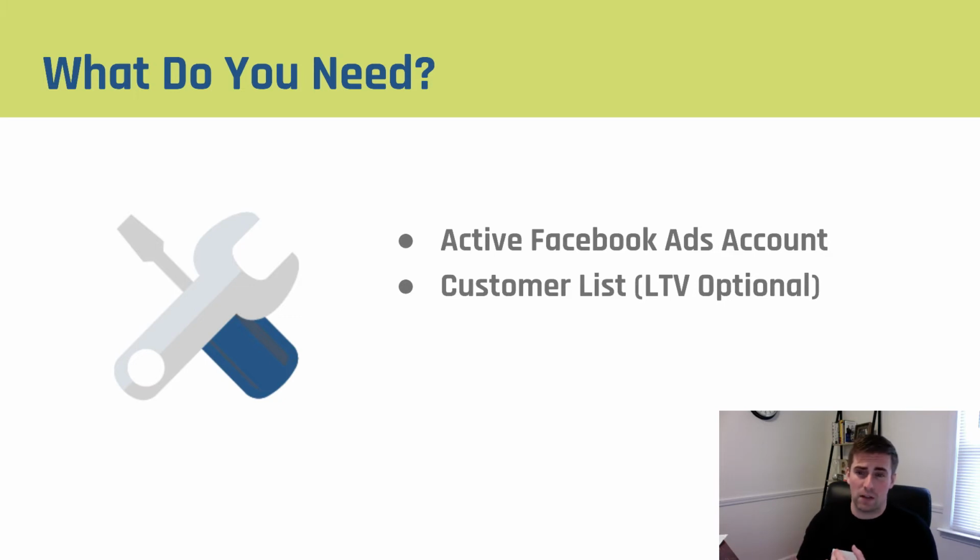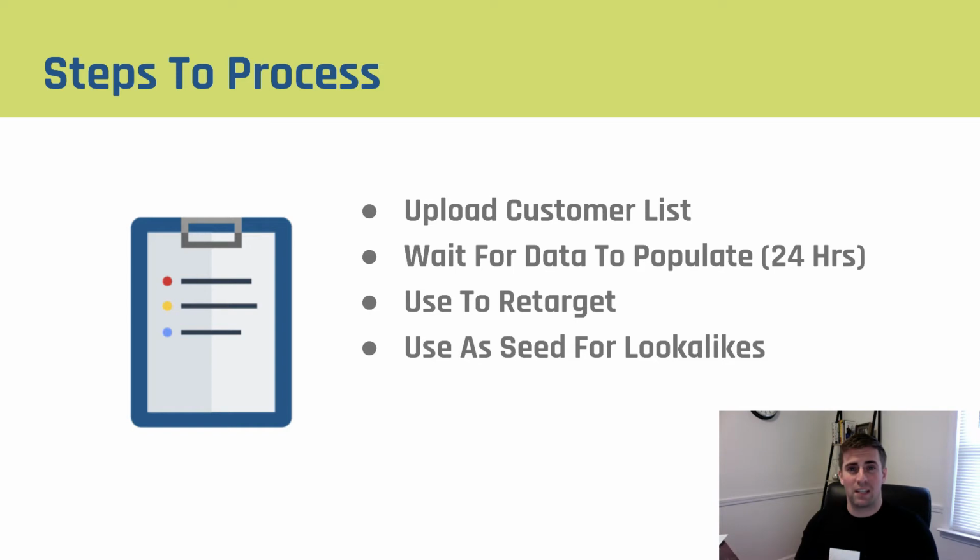So what do you need to actually utilize this? Well, you have to have an active Facebook ads account and a customer list. Lifetime value is optional, but if you can add it to your customer list, it can make a really big difference. So the steps to the process of actually creating your first email custom audience. First, you're going to upload your customer list. Second, you're going to wait for the data to populate. Typically, it takes somewhere between 2 and 4 hours, but I've seen it take as much as 24 hours. If you've gone 24 hours and it's still not there, comment down below and we'll help you troubleshoot. Then you're going to either use it to retarget or use it as a seed audience to build a lookalike audience from. Let's head over to Facebook and I'll show you how to do this.